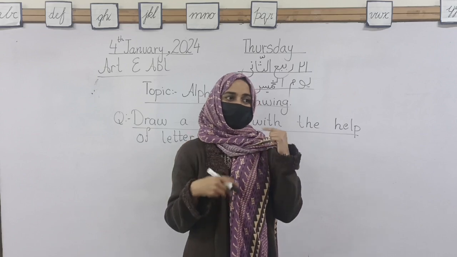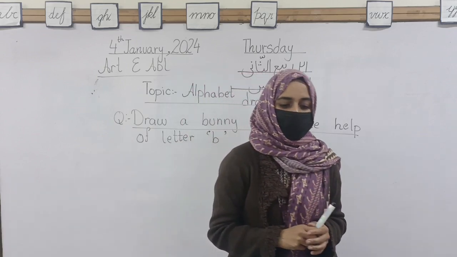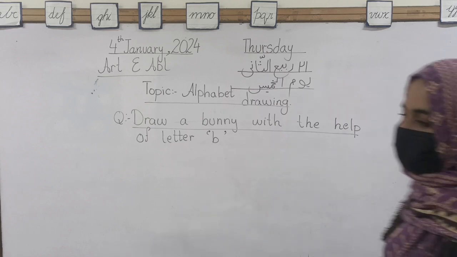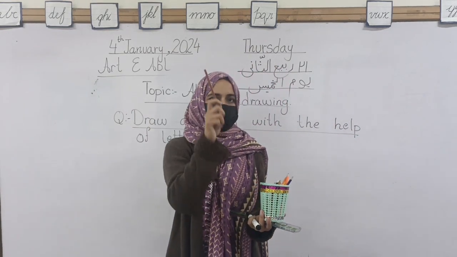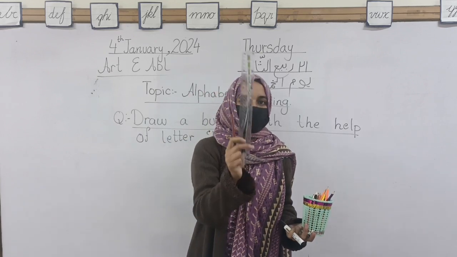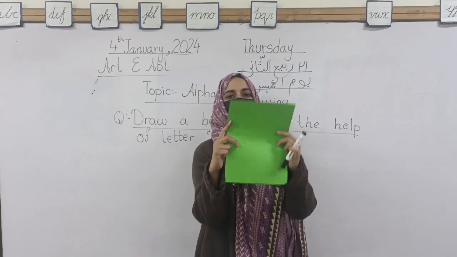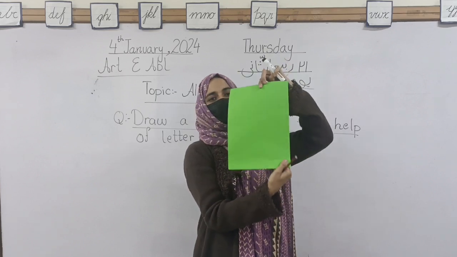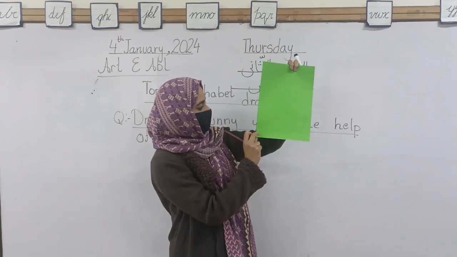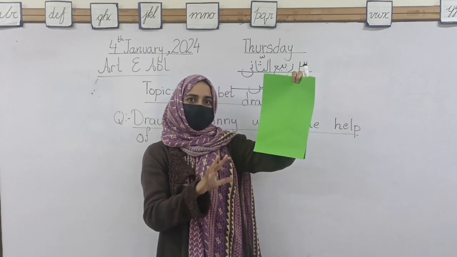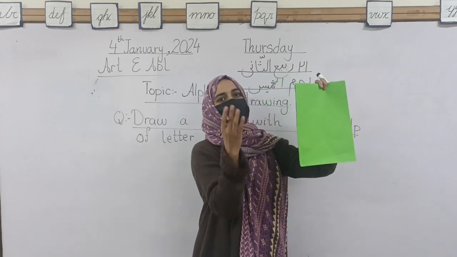Now, let's start our work. Get ready for creativity. First of all, I'm going to show you some materials which you should have along with you before starting your drawing. Okay? Okay, students, first of all, you have a pencil. Then you have a ruler, or scale. A colored A4 sheet, as I have green. You can use any type of colored A4 sheet, and it may be white. It doesn't matter which color you are using.